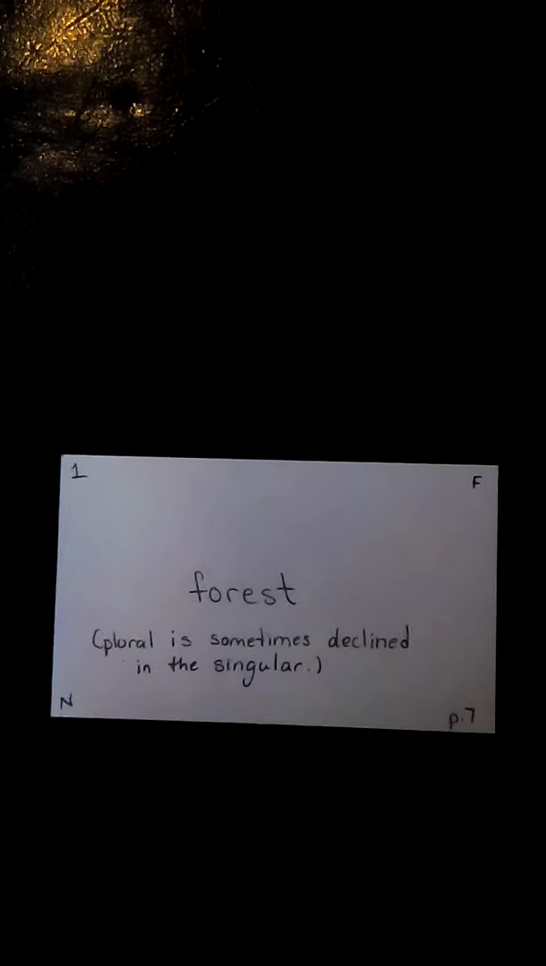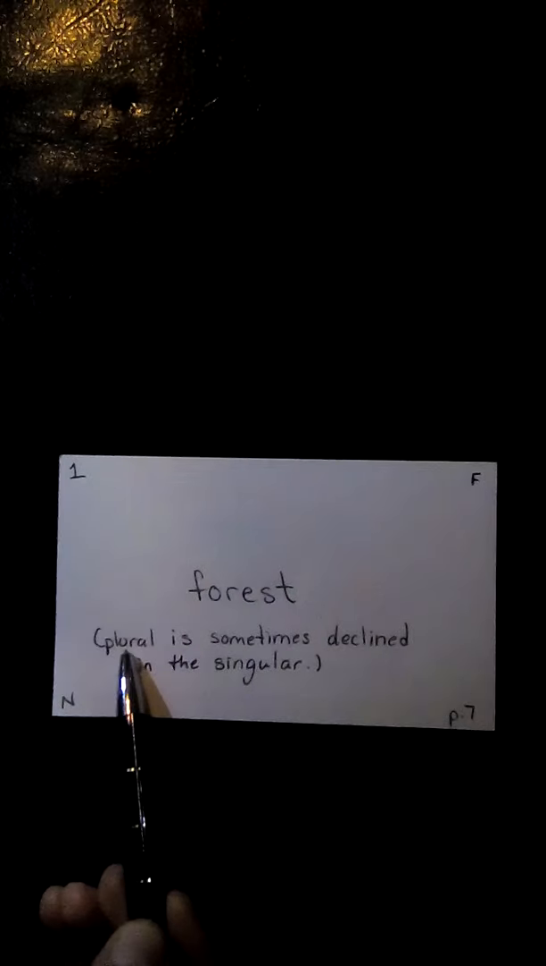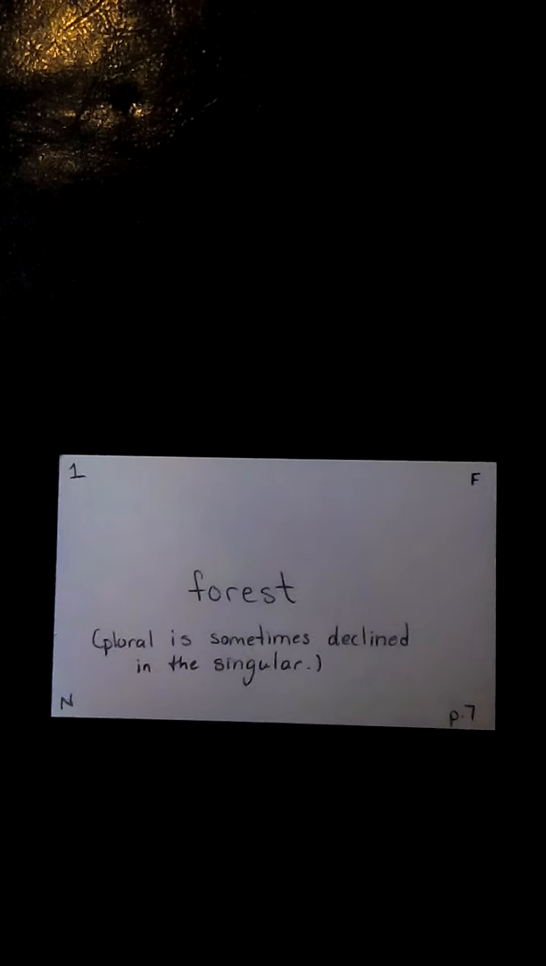Anything irregular about these words, I'm going to make a note of. One thing to know about forest is that the plural of forest is sometimes declined in the singular. So even though they've told you, or you can identify it as a plural word, sometimes when you're translating from English to Latin, they will choose to put it in the singular. It's not constant. Sometimes it is, sometimes it isn't. So just look out for that and don't beat yourself up if you choose a different translation than the answer key. Also, this is a noun, and you can find it on page 7.